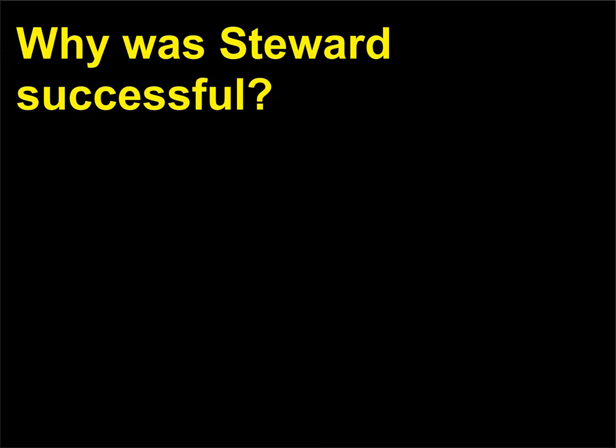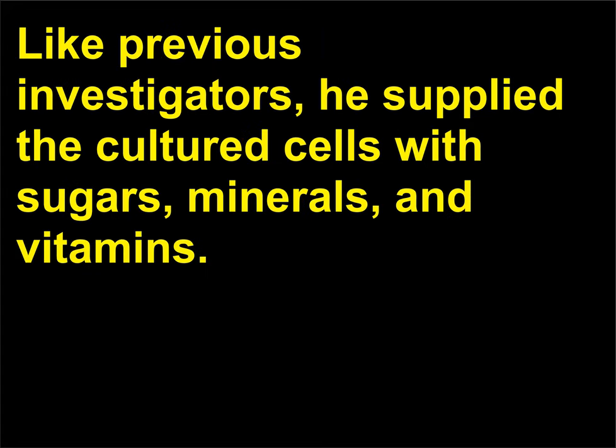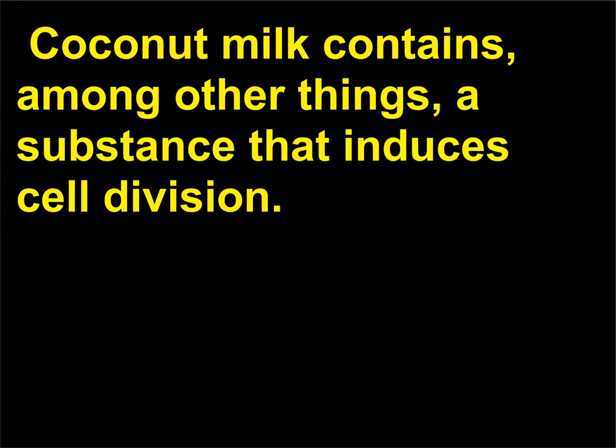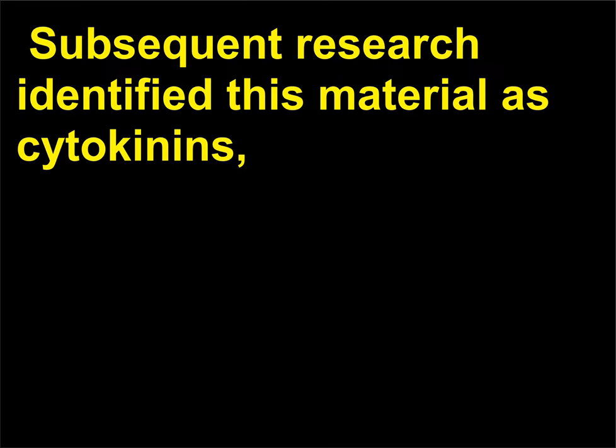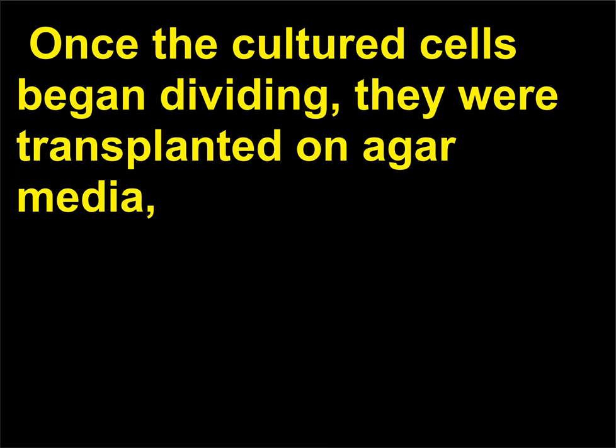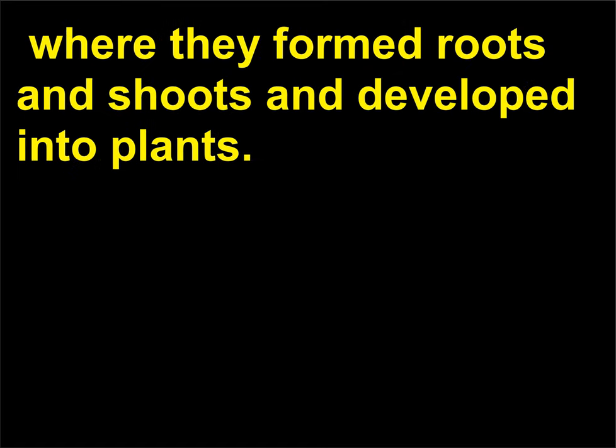Why was Stewart successful? Like previous investigators, he supplied the cultured cells with sugars, minerals, and vitamins. In addition, he also added a new ingredient, coconut milk. Coconut milk contains, among other things, a substance that induces cell division. Subsequent research identified this material as cytokinins, a group of plant hormones, growth regulators, that stimulate cell division. Once the cultured cells began dividing, they were transplanted on agar media, where they formed roots and shoots and developed into plants.